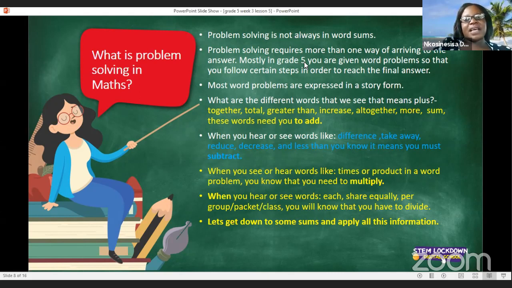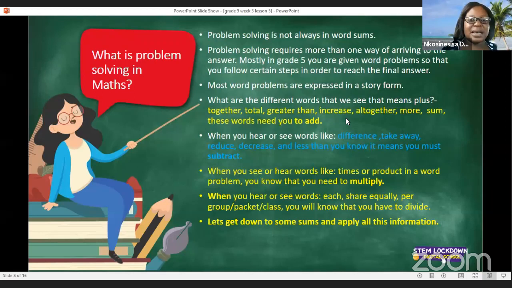So mostly in grade 5, you are given word problems so that you have to follow certain steps in order to reach the final answer. Most word problems are expressed in a story form. So if you're told the story, you have to understand what they're talking about. And then there are different words that are used when we are plussing. So it's not always that they'll say, John plussed 5 sweets that he had with Peter. No. So it will be words like together, total, greater than, increase, altogether, more, sum. So these words mean that you have to add.